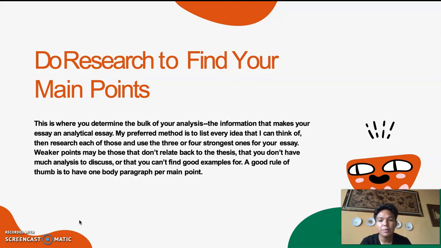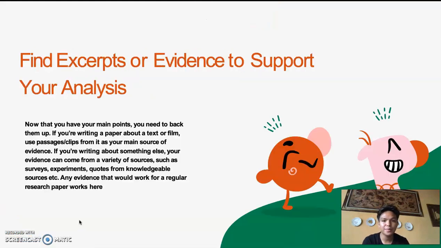Do research to find your main points. This is where you determine the bulk of your analysis, the information that makes your essay an analytical essay. My preferred method is to list every idea that I can think of, and then research each of those and use the 3 or 4 strongest ones for your essay. Weaker points may be those that don't relate back to the thesis, that you don't have much analysis to discuss, or that you can't find good example for. A good rule of thumb is to have 1 body paragraph per main point.